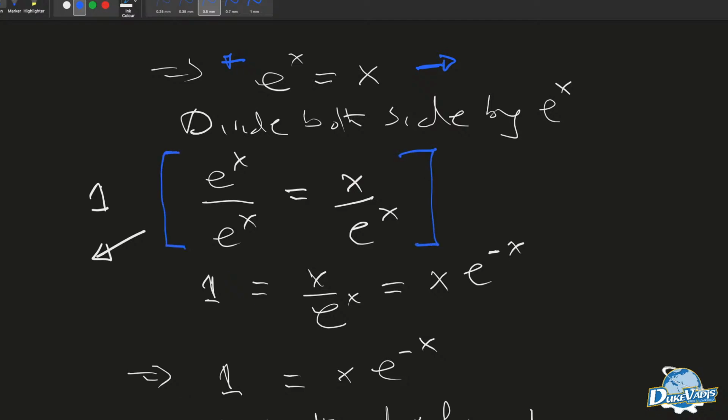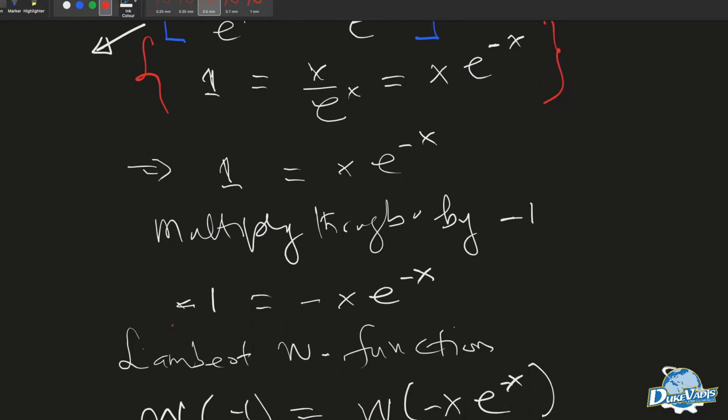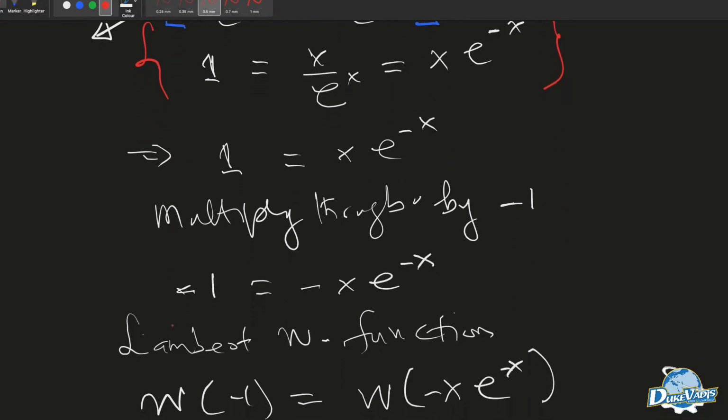Okay, then we know that e raised to the power x over e raised to the power x will give us 1. Then x over e raised to the power x can be written this way, because when we transpose the x here, our equation becomes x raised to the power negative x. Okay, now knowing that 1 is close to this, to be able to compute it, we should multiply through by negative 1. So we have negative 1 and negative x raised to the power negative x.